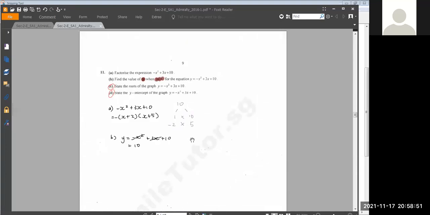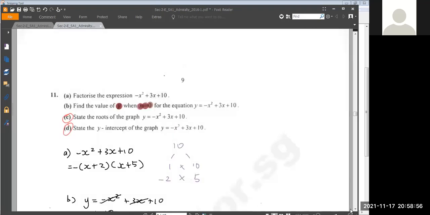All right, over here, find the value of, never mind, let me just zoom in. So over here, it says find the value of y when x equals 0 for the equation. Okay, this one is quite okay. Yeah, so I think you managed to do it. I'm not sure whether it's correct or not, but anyway, you managed to do it. So let's get this out.